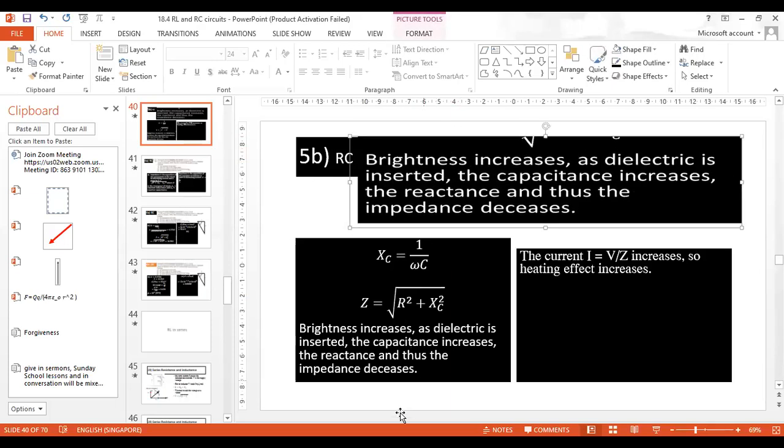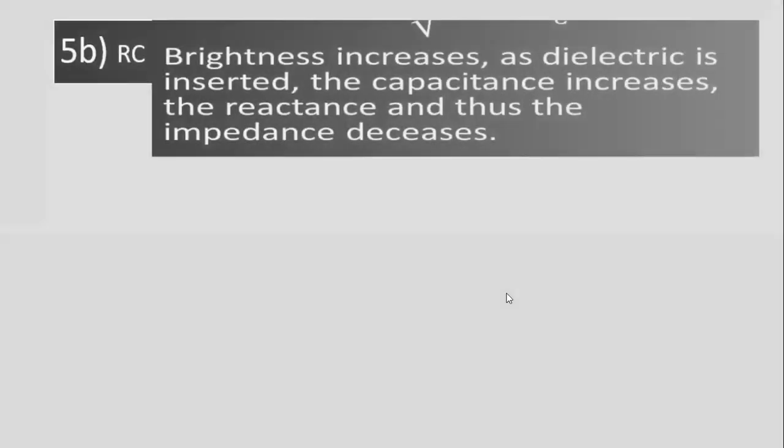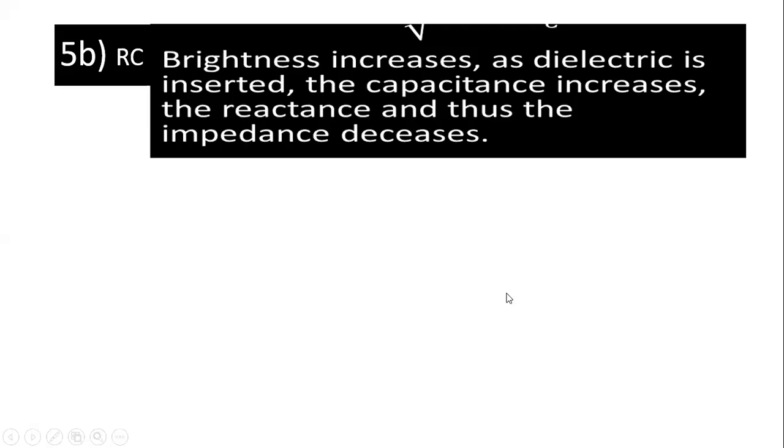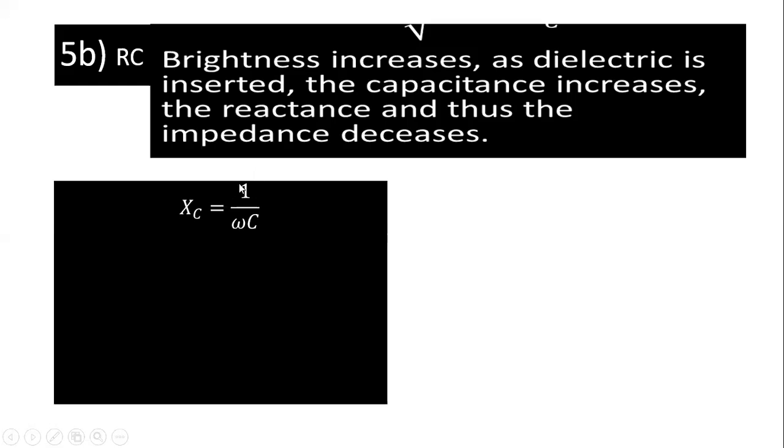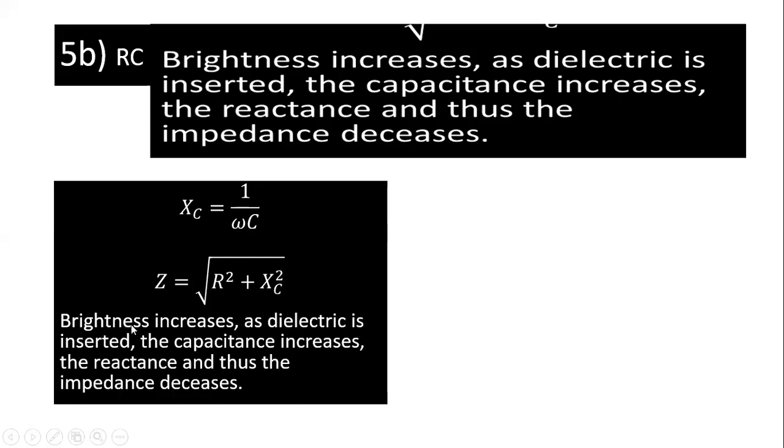Okay, this one tells you to explain what happens to the brightness if your C increases. Okay, same reasoning. Use the formula. C increases, your XC decreases. Your Z is the total impedance, the square root of R squared plus XC squared. So as Z decreases, the brightness increases because of your total Z.